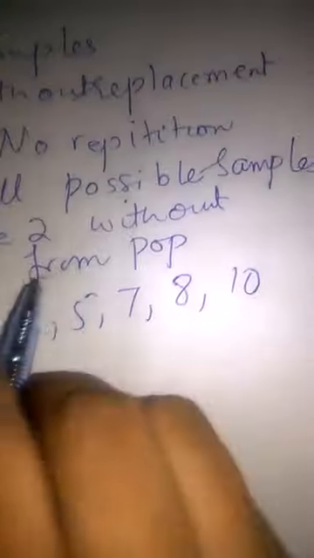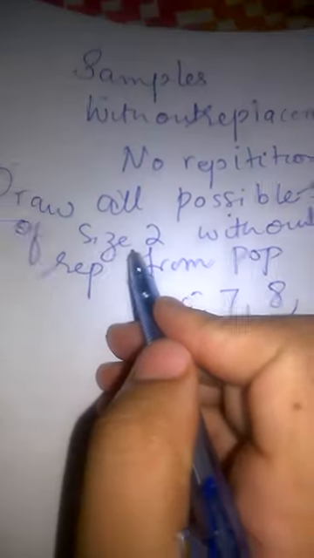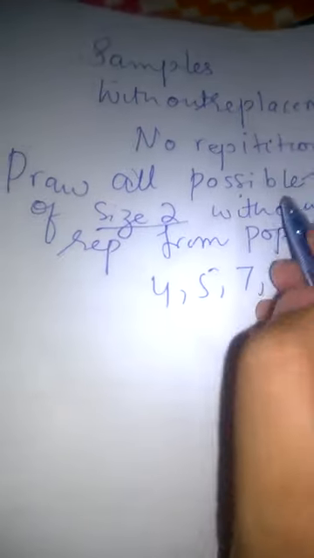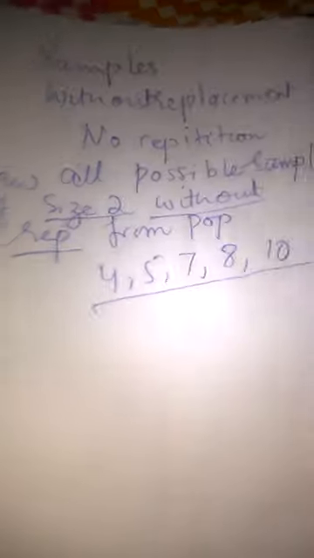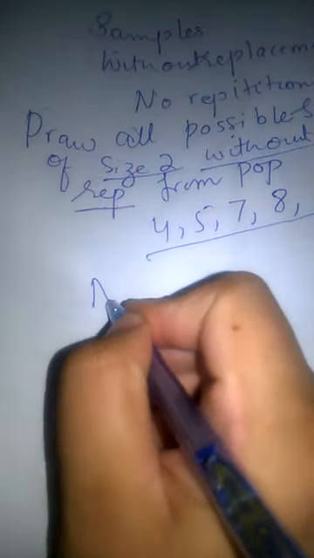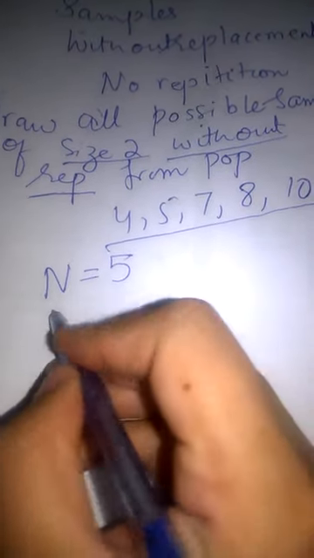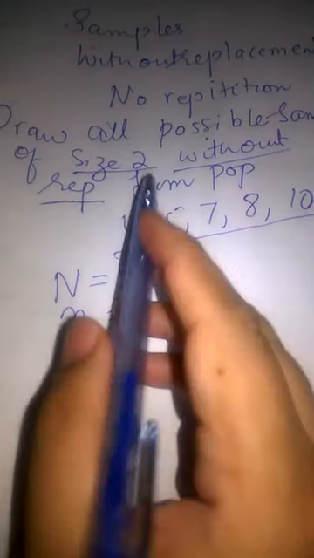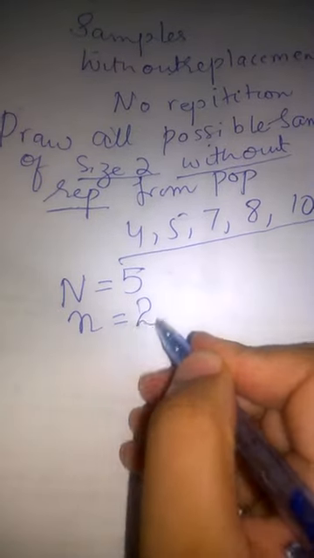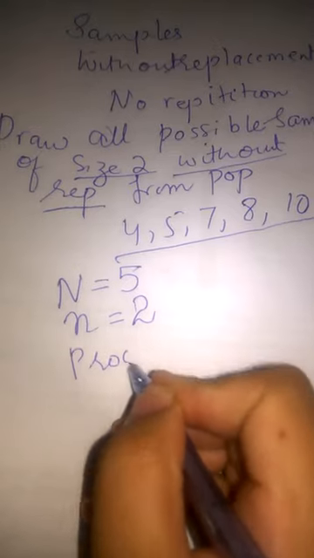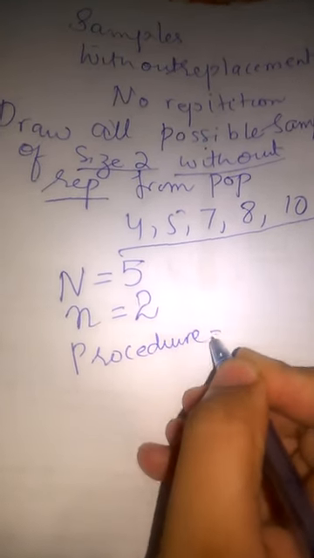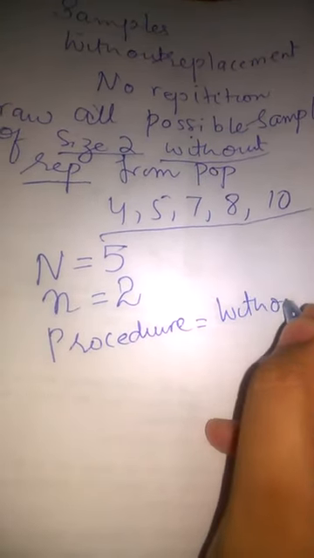Now, as I had mentioned in my previous videos, three important points are there. What is the size of the sample, what is the procedure, without replacement is the procedure, and what is the population. Now you have population size, that is the number of units in the population, equal to 5. Sample size is mentioned in the question, that is equal to 2. Then the procedure is without replacement.